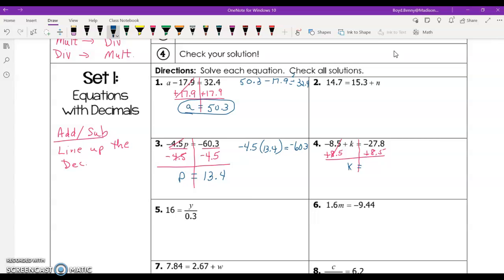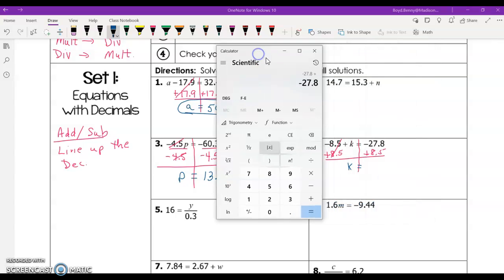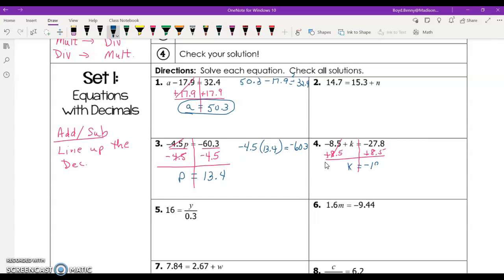Then I'm going to add 8.5 to negative 27.8. So let me put my 27.8, make it negative, and I'm going to add 8.5 to that, and that's going to give me a negative 19.3. Again, to check that, we would plug that back in, negative 8.5 plus negative 19.3. And we're asking ourselves, does that equal negative 27.8? If we've done this correctly, it should.